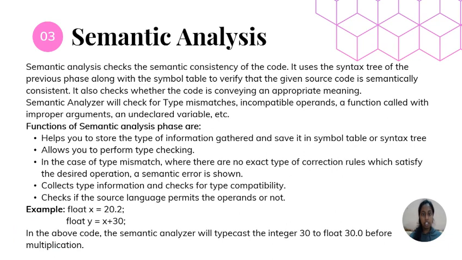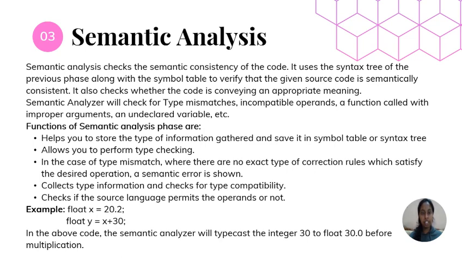Semantic analysis checks the semantic consistency of the code. It uses the syntax tree of the previous phase along with the symbol table to verify that the given source code is semantically consistent. It also checks whether the code is conveying an appropriate meaning. The semantic analyzer will check for type mismatches, incompatible operands, a function called with improper arguments, an undeclared variable, etc.